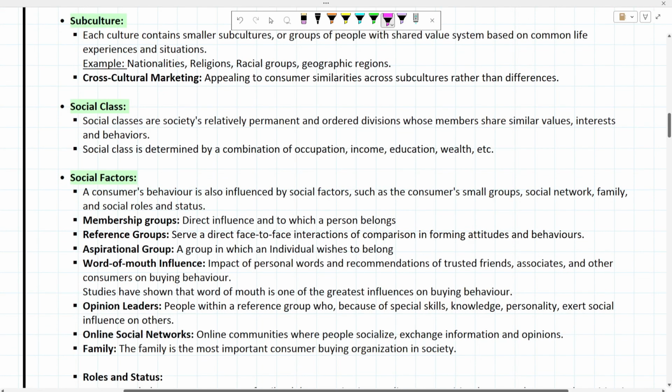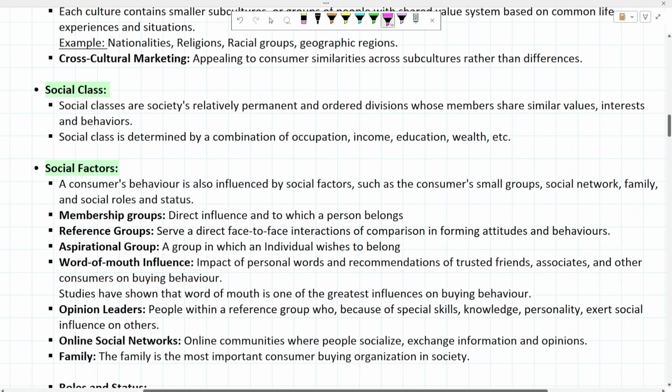Social factors. A consumer's behavior is also influenced by social factors, such as the consumer's small groups, social networks, their family, and social roles and status. Membership groups are a direct influence into which a person belongs. Reference groups serve as a direct face-to-face interaction of comparison, informing attitudes and behaviors. Aspirational groups are groups in which an individual wishes to belong. So in the future, this person would like to be part of this type of group. That would be an example of an aspirational group.